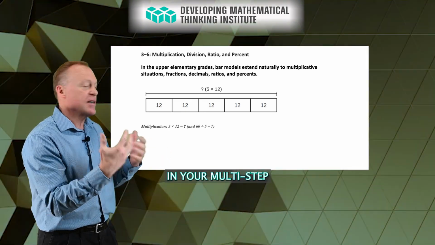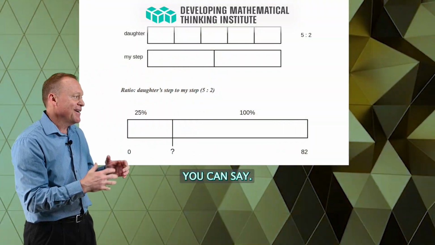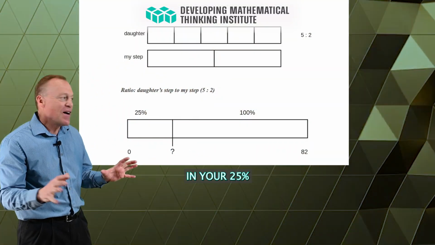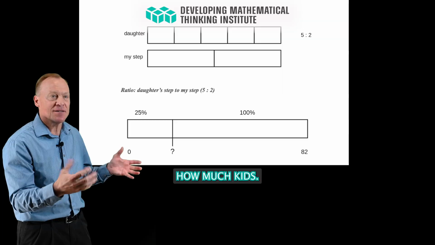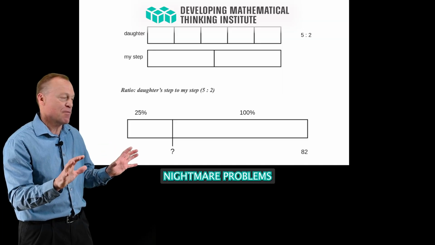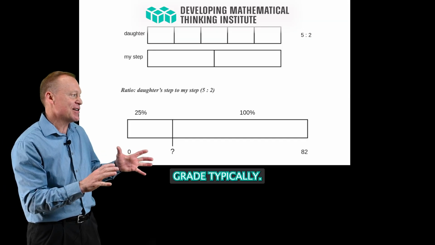That actually goes into multi-step as well. Then you can move into ratio. You could move to percents. You could say, so the typical problems, 25% of 82 is how much? Kids, these are nightmare problems for a lot of kids in 6th grade typically.